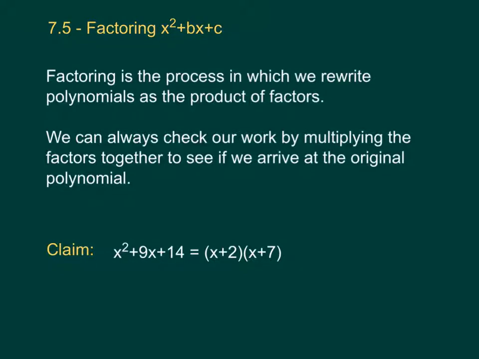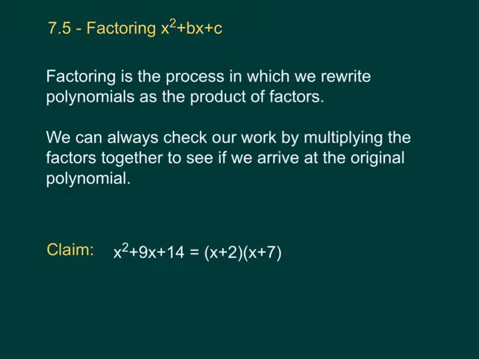Section 7.5, Factoring a trinomial in the form x² plus bx plus c. When we say factoring, we're talking about the process in which we rewrite a polynomial as the product of two or more factors. We can always check our work after factoring by multiplying the factors together to see if we arrive at the original polynomial.